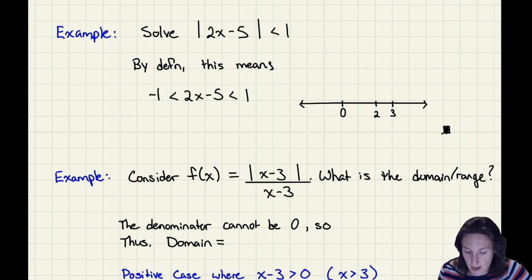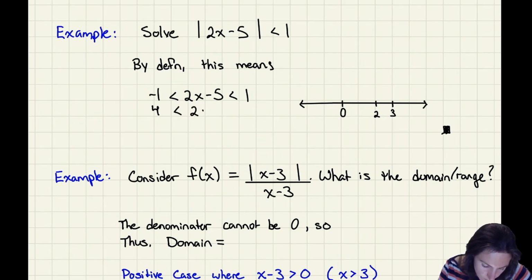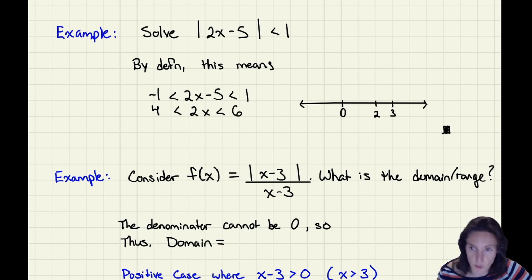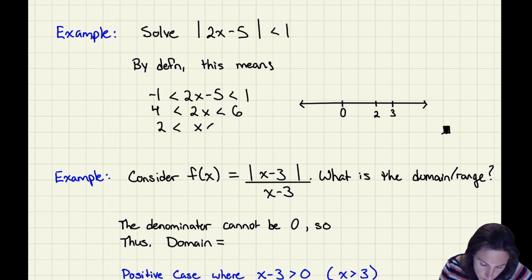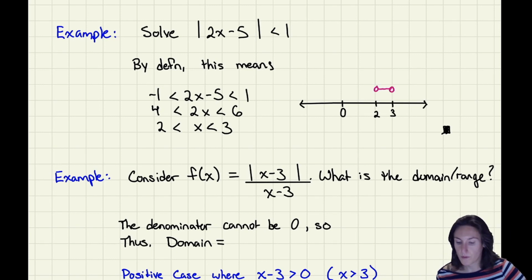So I'm going to have to add 5 to everything in the inequality, to get rid of the 5 in the middle. So now my 2x is between 4 and 6. And now I can divide by 2 to get x between 2 and 3. So on this number line, not including 2 or 3, that's the values that I have on my number line.